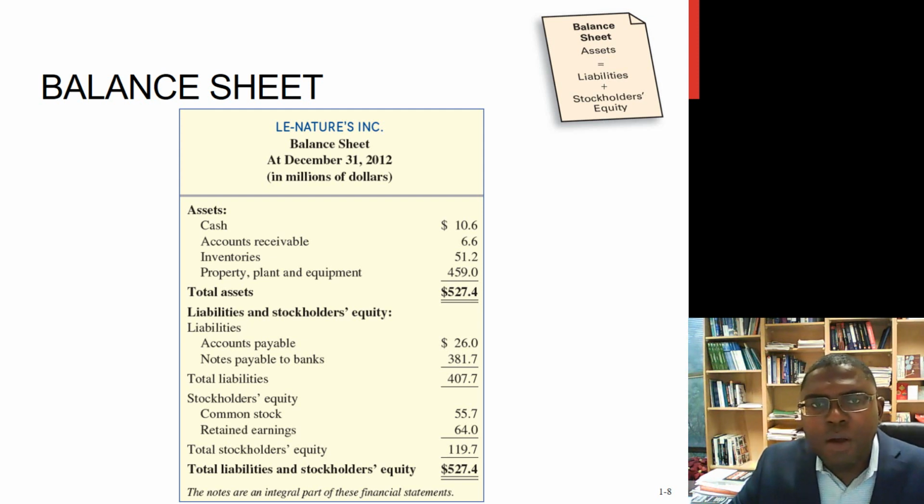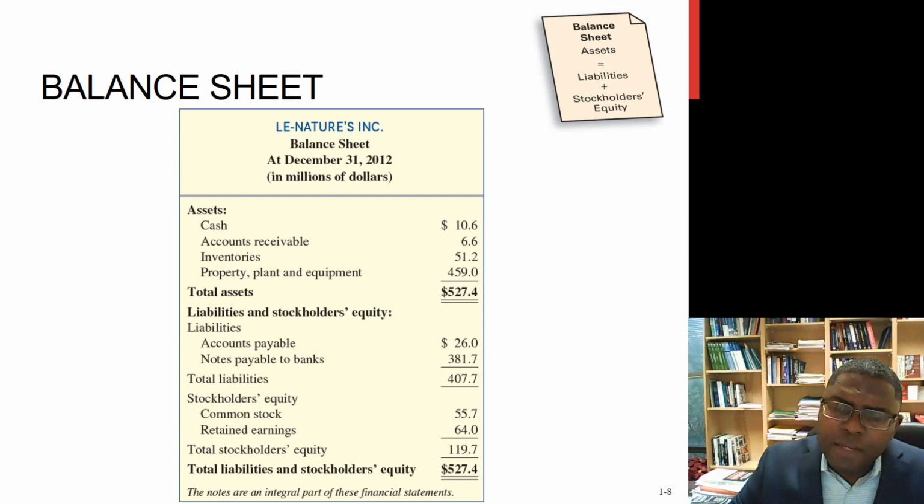This is really a sample of a balance sheet. When we develop a balance sheet, or if we look at any good balance sheet, on the top we'll always have the company's name. In this case, Lean Natures Incorporated is the company we are looking at. Immediately after the company's name, we'll have the name of the statement, in this case the balance sheet. And then below that, we'll have the point in time. Notice it is at December 31st, 2012. So this balance sheet is a snapshot of this company as at December 31st, 2012.